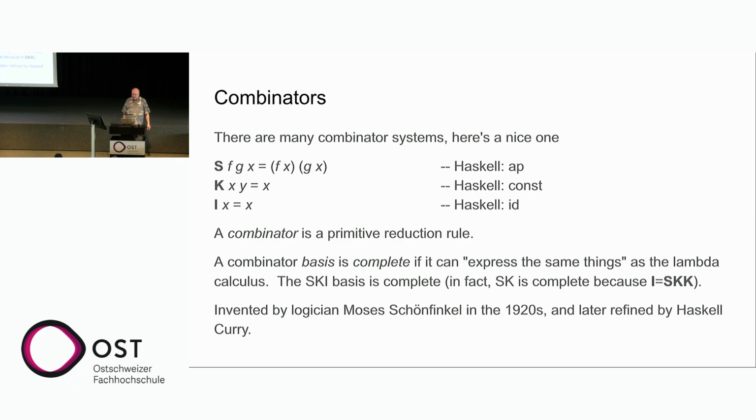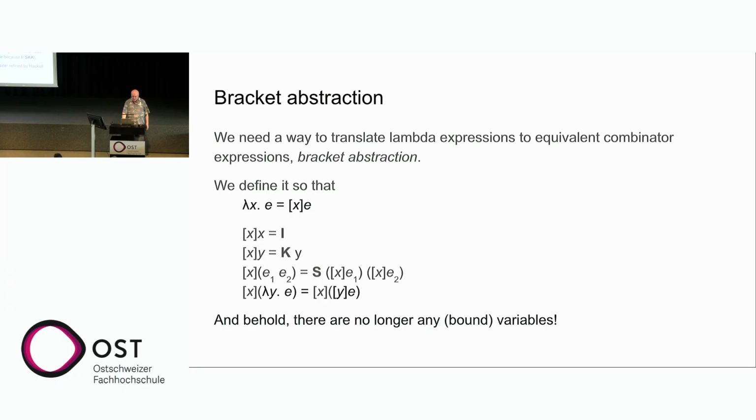Actually, you don't need I. You can code I as, for instance, SKK. But it's stupid to do so. It's stupid to only use S, K and I. These were invented in the 1920s by Moses Schönfinkel. And then a lot of work on combinators was done by Haskell Curry. So I think it's appropriate to use combinators.